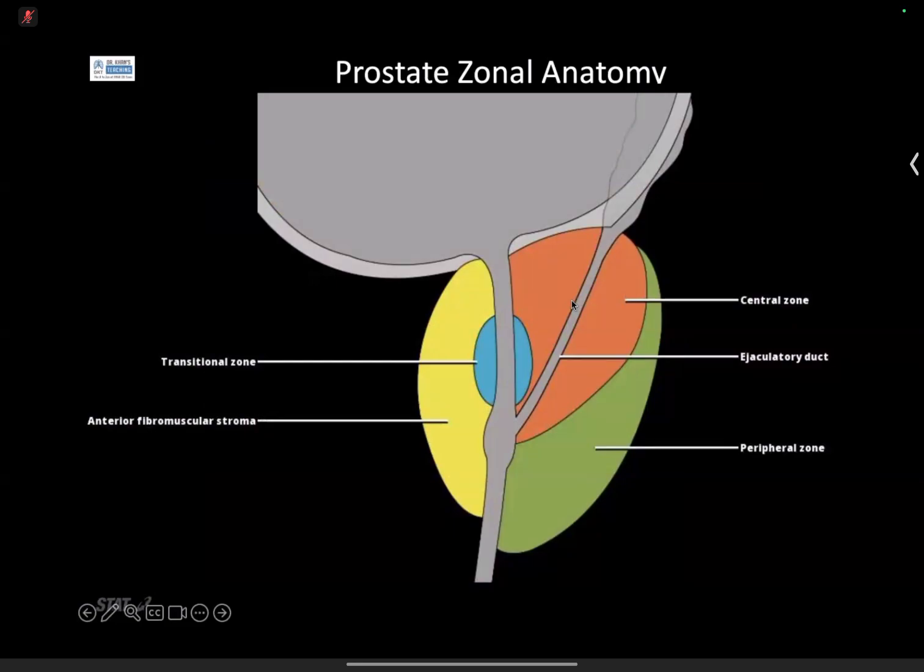Now, there are various zones of prostate. This orange one is the central zone. This green one is the peripheral zone. This yellow is the anterior fibromuscular stroma, and around the urethra is the transition zone. Now, the transition zone is very small on this diagram, which is in young age group, but usually you will see prostatic carcinoma in older age group, where this blue zone will be large.